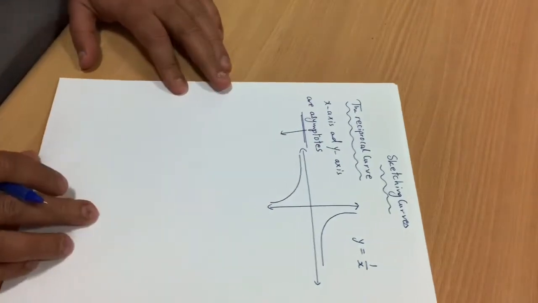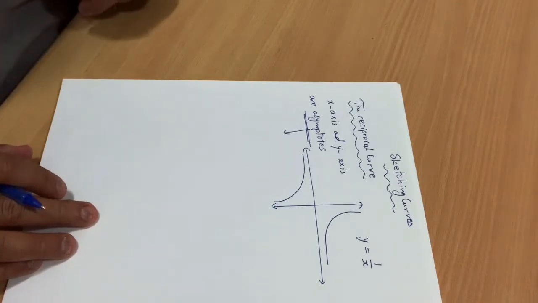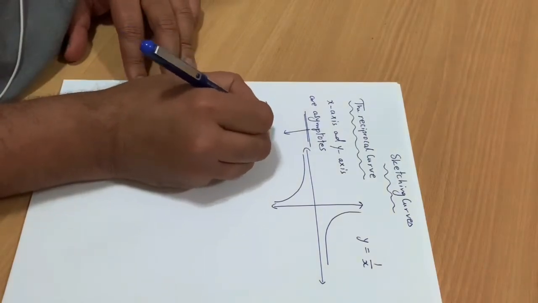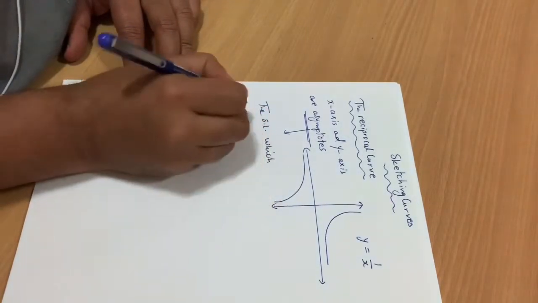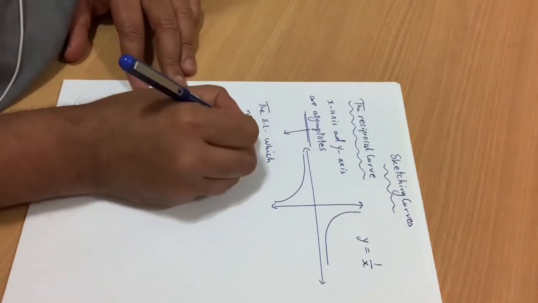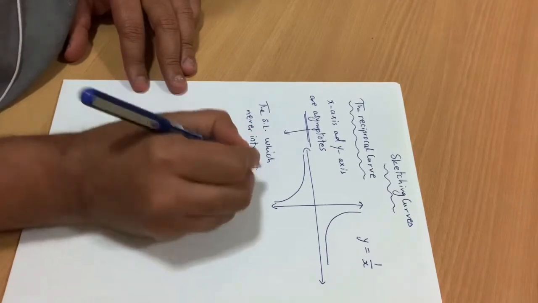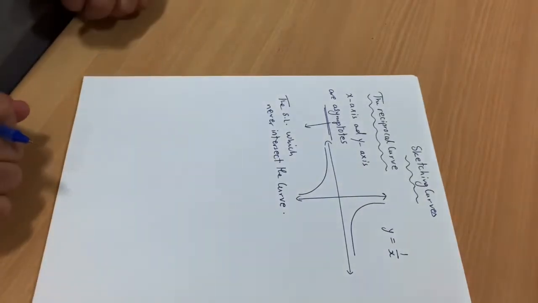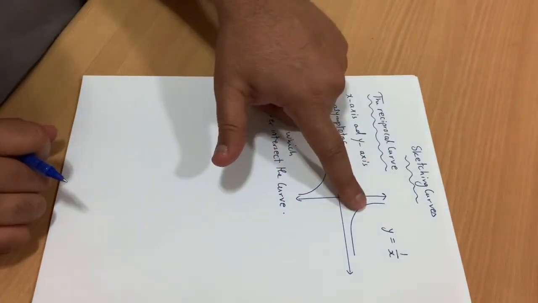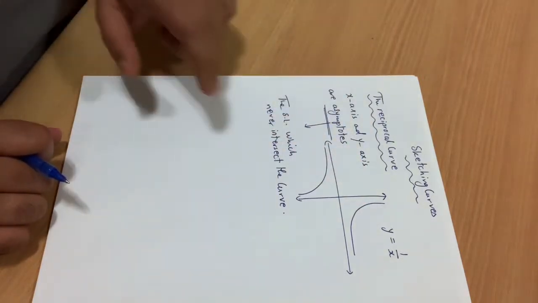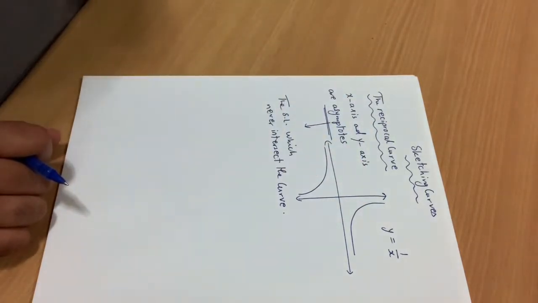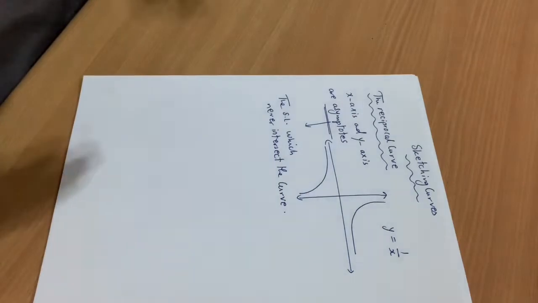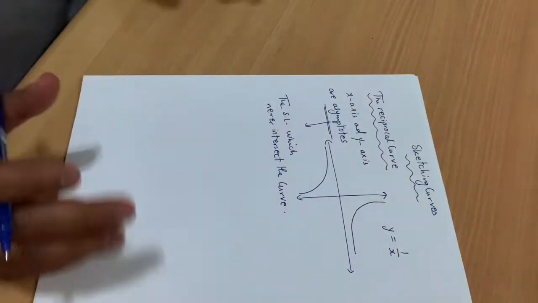So what do we mean by the word asymptote? These two axes are representing asymptotes. An asymptote is a straight line which never intersects the curve. As you see, the y-axis is very close to the first part of the 1 over x curve, and the same for the other part of the curve. So we call the y-axis an asymptote and the x-axis as well, because they are very close to the curve, but they never meet or intersect each other.